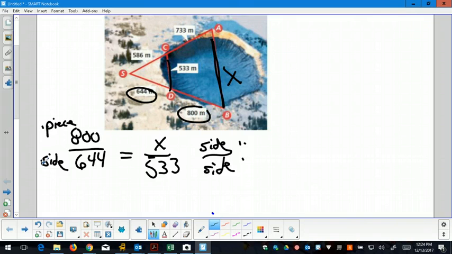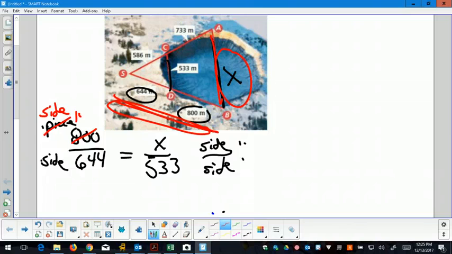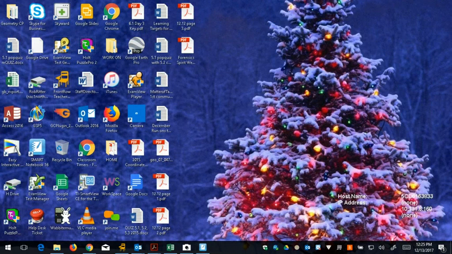Question? So you would add 800 plus 644? Yes. To make this a side, the answer key needed to do this full side length. If I'm doing big triangle over small, I did side over side. So now I have to do this whole thing, 800 plus 644, which makes that 1444, over 644. And then not the piece, but the actual side of the small triangle was 644. Now the problem is set up correctly for cross multiplication.